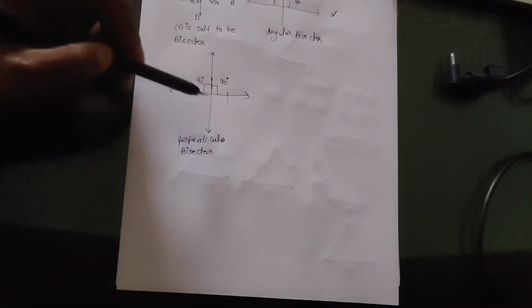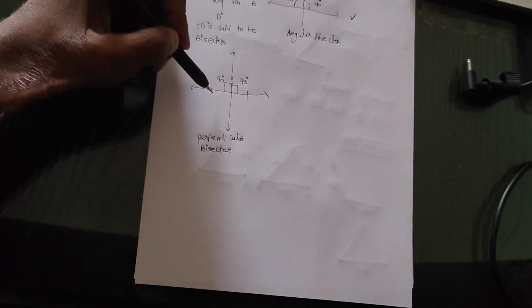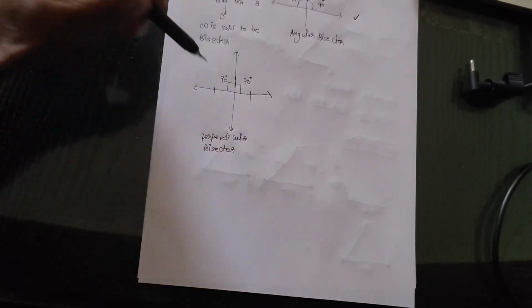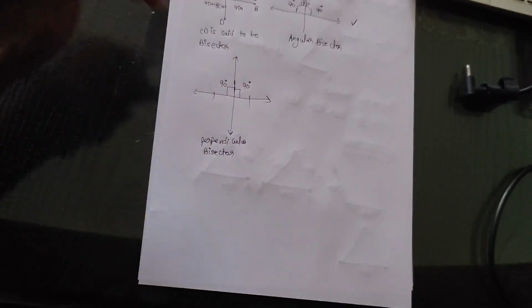Perpendicular bisector means a line or line segment is dividing another line or line segment into two equal angles and equal portions in length also. So then it is said to be perpendicular bisector. I hope you guys have understood what I'm trying to say.